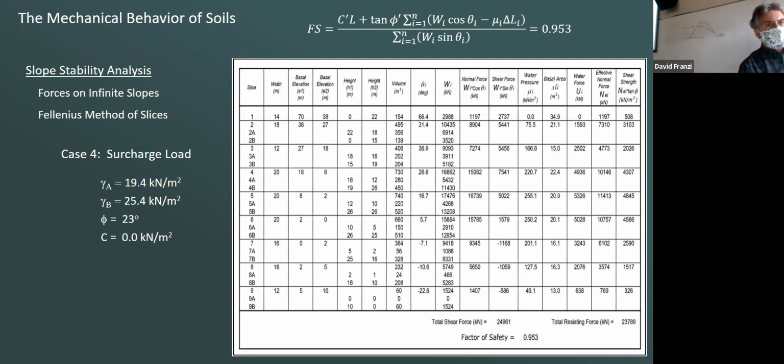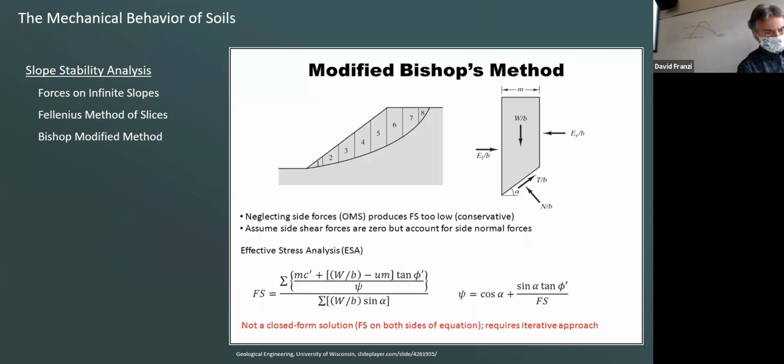Okay. There are some other ways we can do this. What if we don't have a circular slip? Or no, I'm sorry. We're still going to do a circular slip here. This is the Bishop's method. But we're going to look at the forces now. Side forces are going to get factored in. So we're trying to account for some of these side forces here.